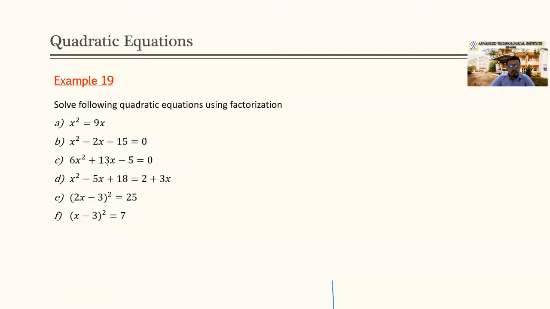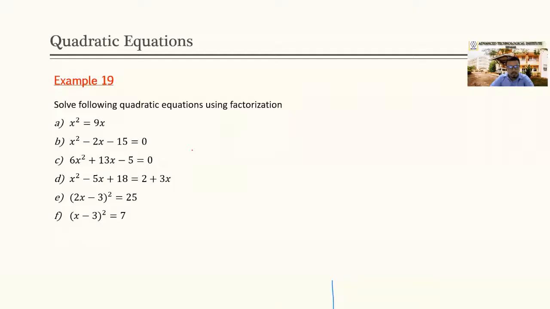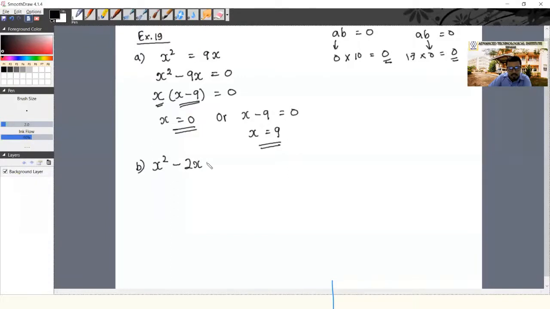Part B. X squared minus 2x minus 15 equals 0. Is it minus or plus? Minus, no? Minus 15 equals 0. How do we factorize this? Now we cannot take a common factor outside. There is no common factor here, so nothing to take outside.